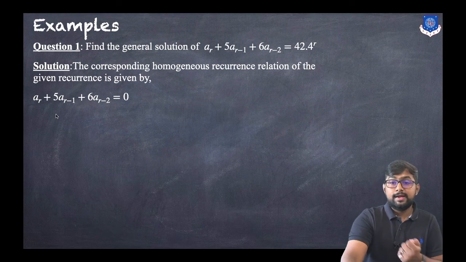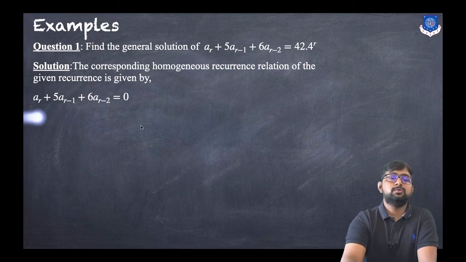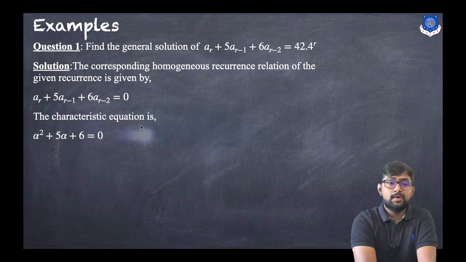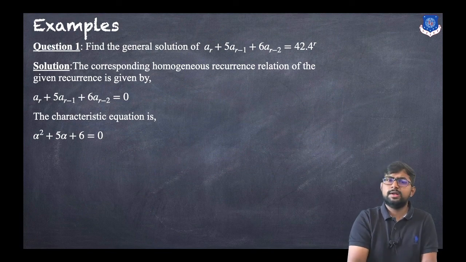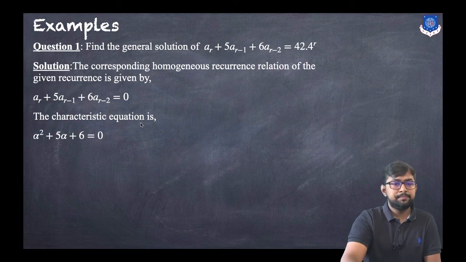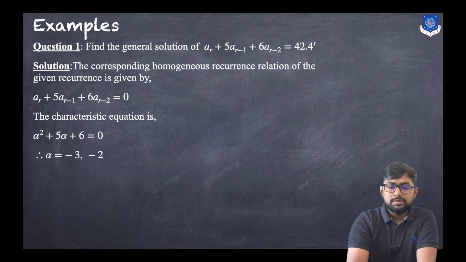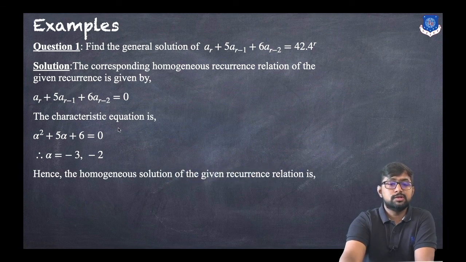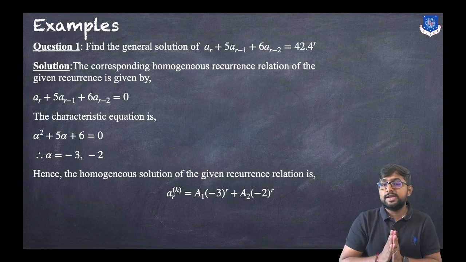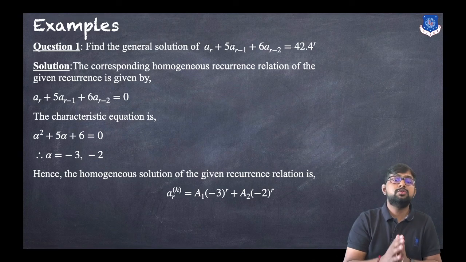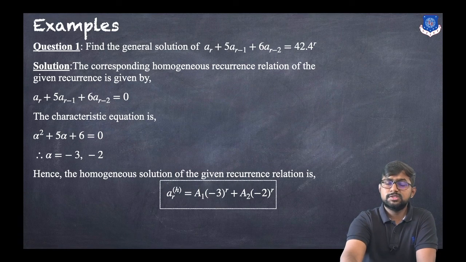Now the characteristic equation. Here the order of the equation is 2, so k equals 2. The characteristic equation will be alpha squared plus 5 alpha plus 6 equals 0. It is a quadratic equation and we all know how to solve it. The alpha will be minus 3 and minus 2. So the homogeneous solution will be a_r^H equals A1 times minus 3 raised to r plus A2 times minus 2 raised to r. As they are distinct roots, the solution will be like this. So this is the homogeneous solution.